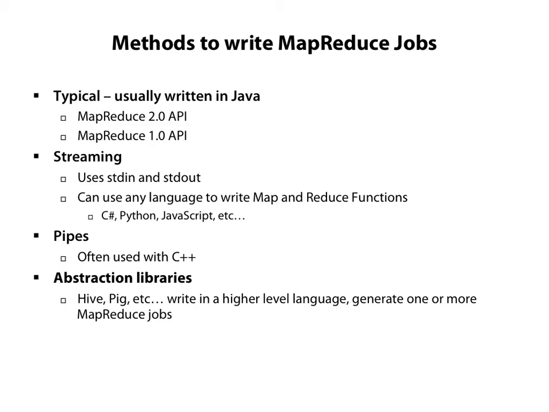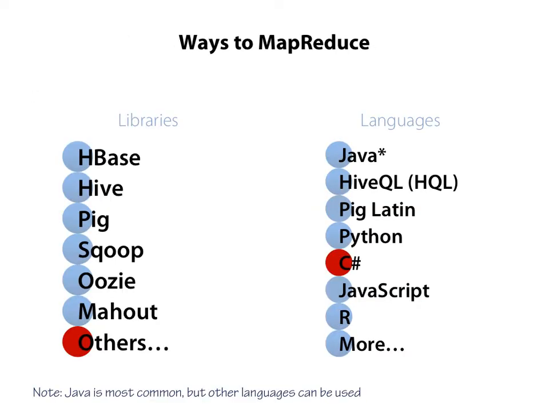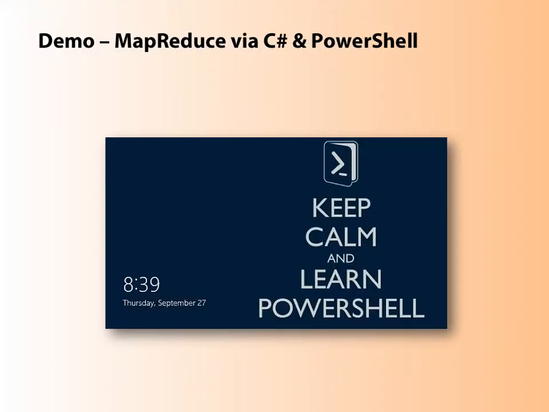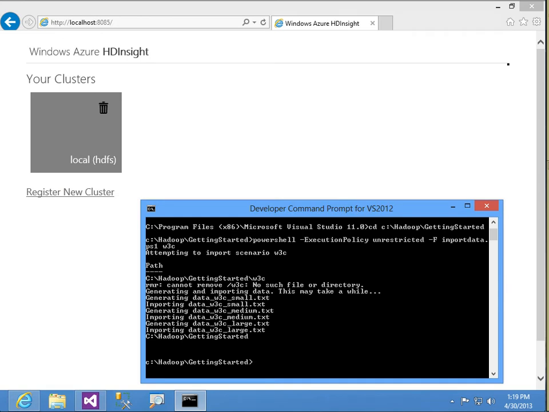And of course, we've already talked about the abstraction libraries. I'm going to show you a local installation on Windows using the ported Hadoop bits and running a job or two in C#. So in the demo, it will be on Windows 8 with C# for the MapReduce and PowerShell to execute the MapReduce job.